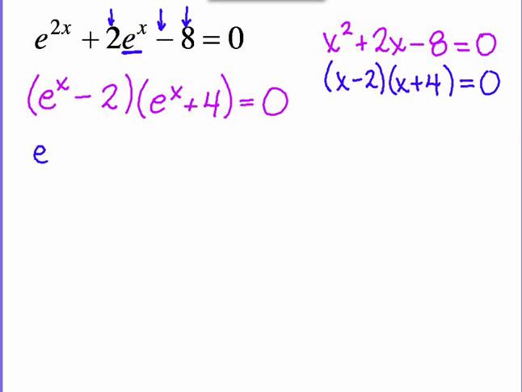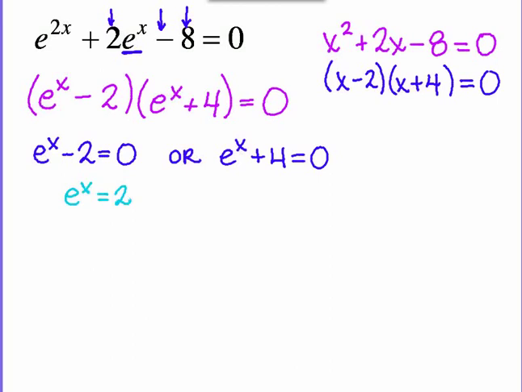So according to our zero product property, either e to the x minus 2 equals 0, or e to the x plus 4 equals 0. What I need to do now is solve each of these. To solve each of these, the very first thing you're going to do is add 2. So you get e to the x equals 2.